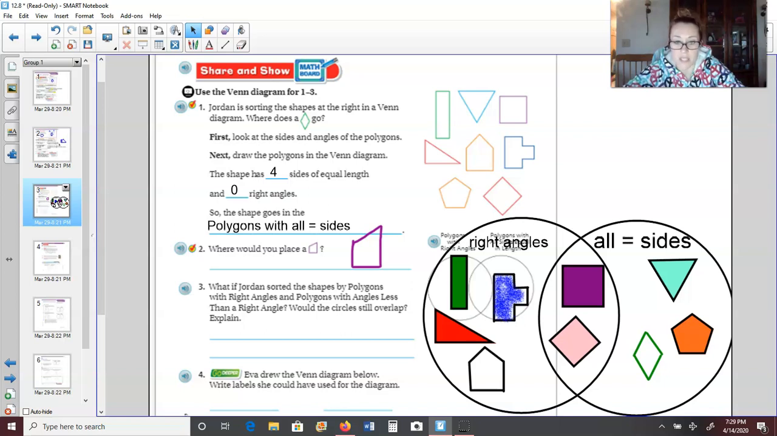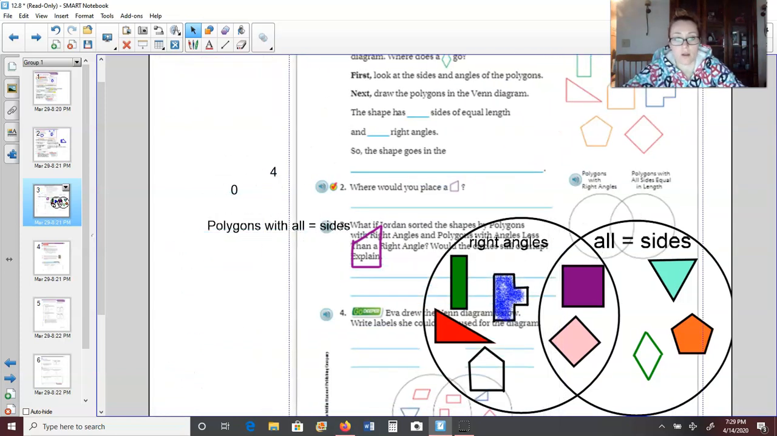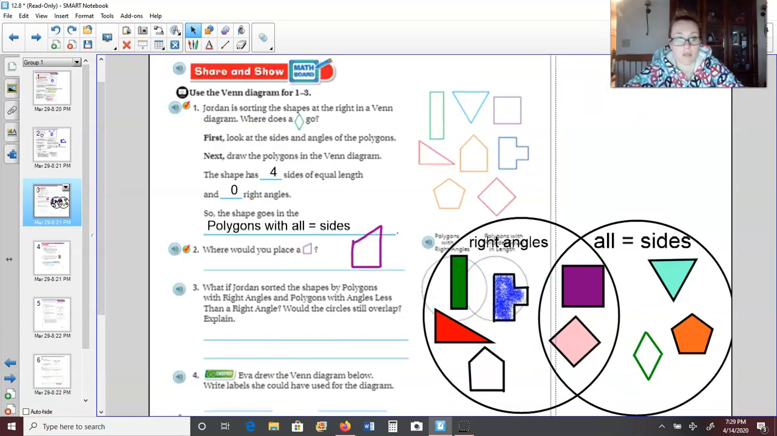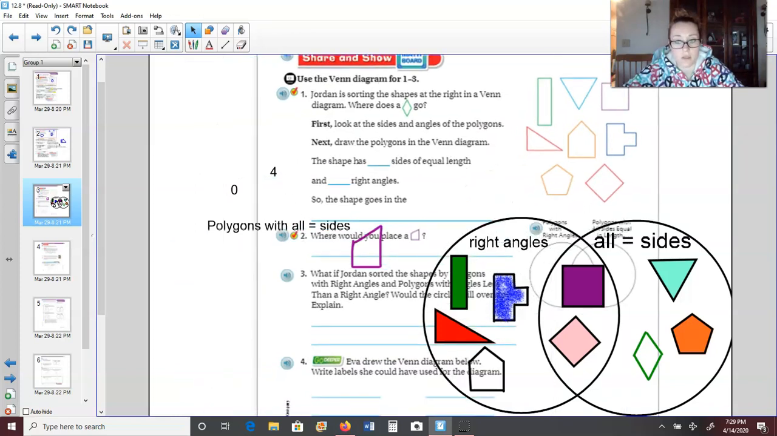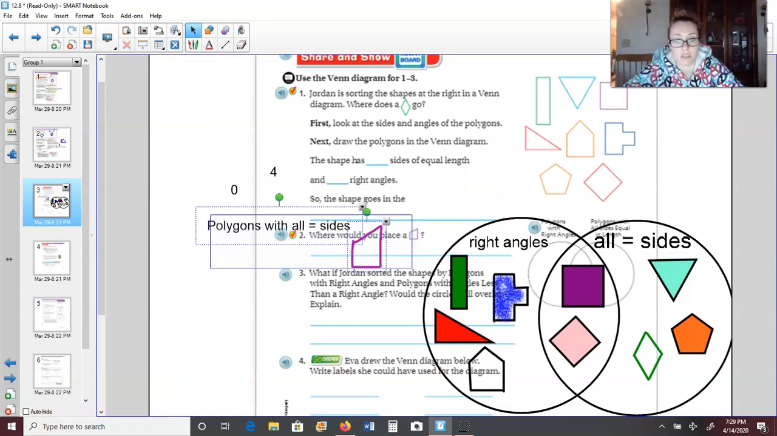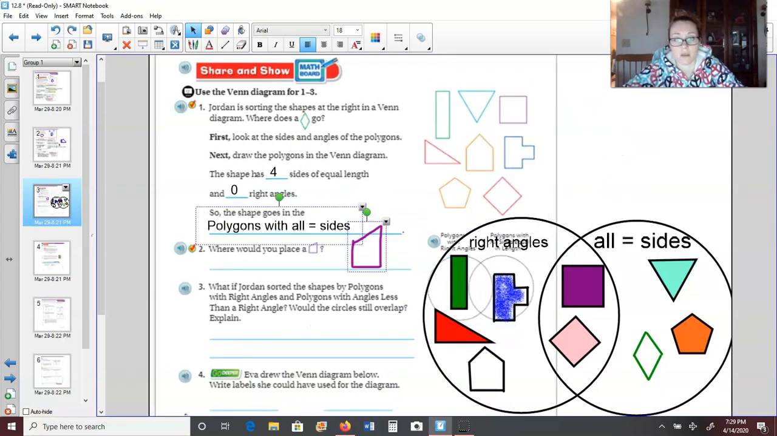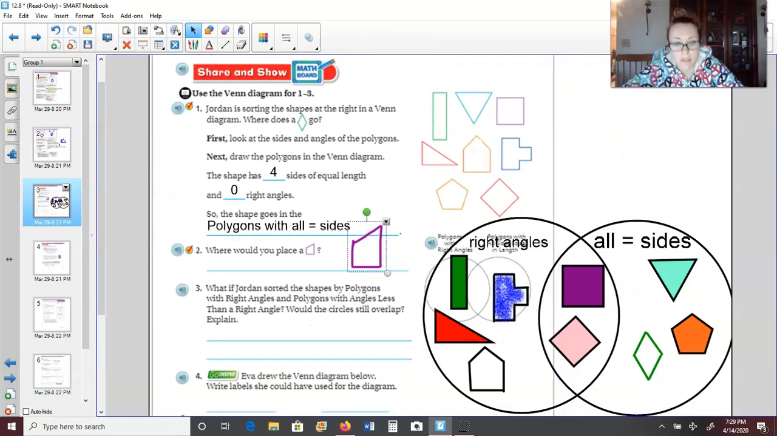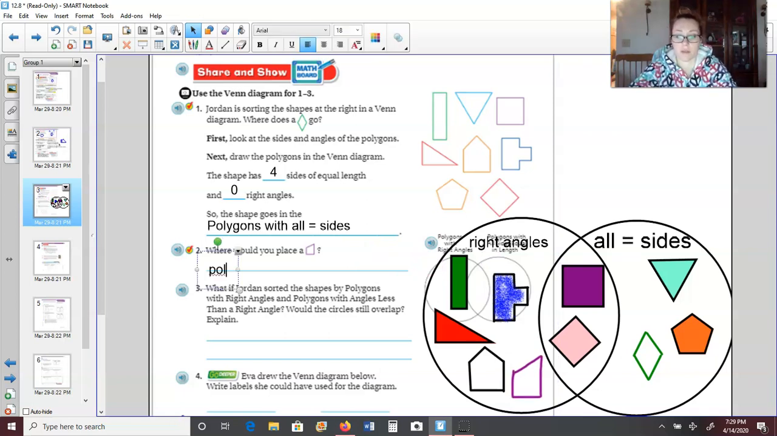Does it have all equal sides? No, it does not, but does it have right angles? Yes, it does. So we are going to, oh my goodness, I'm beginning to really not appreciate technology the way it works. Oh my gosh. Okay. All right. Yeah, I just want to grab this shape. Ooh. Okay, so it's only going to go on the side with right angles. Polygons with right angles. All right.